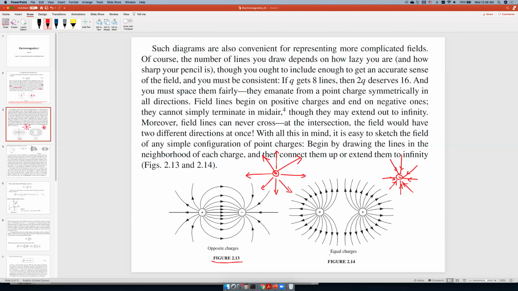If you have equal charges, then the field lines look like this. All the field lines start from the positive charges on the left or the right, and they all go to infinity. So the distribution of field lines looks like this.